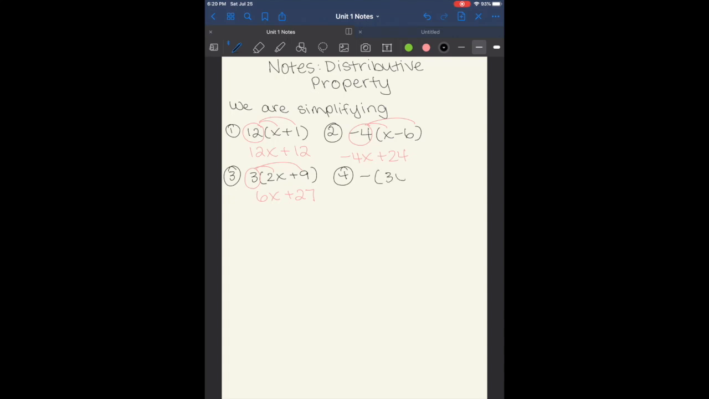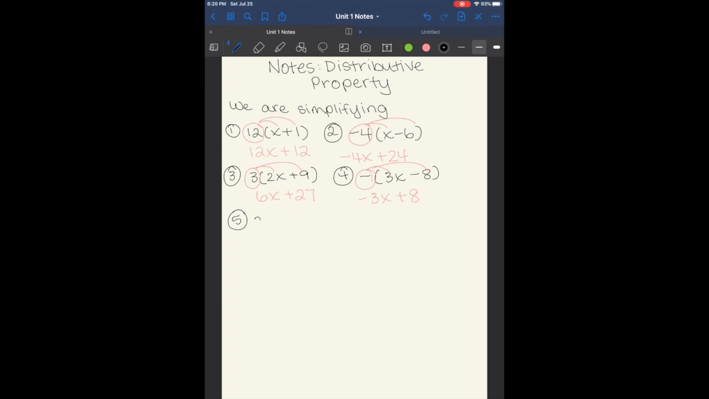For example 4, we have a negative, which is basically a negative 1, times 3x minus 8. So it's basically just going to change the sign, which is going to give us negative 3x plus 8. Negative times negative equals positive.